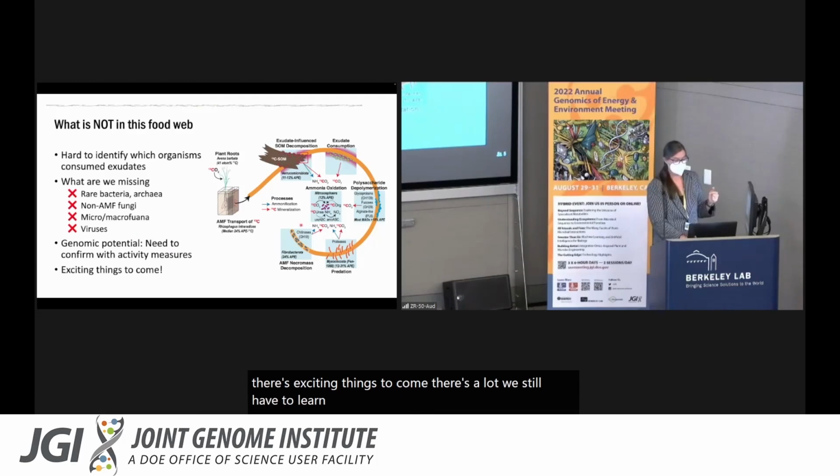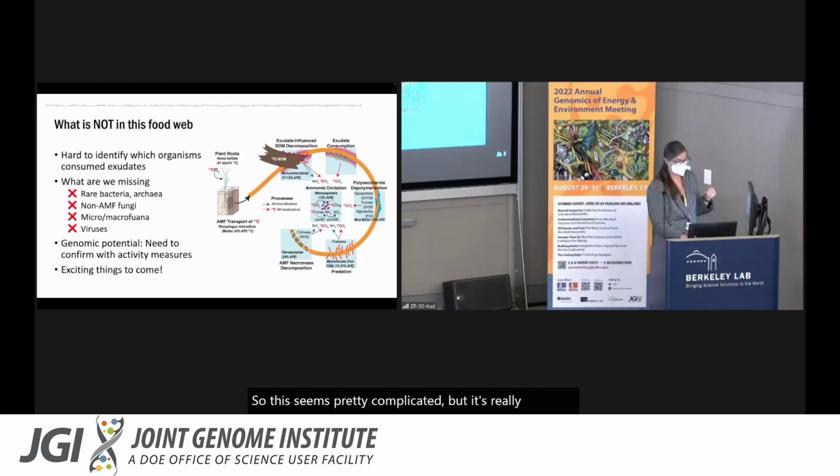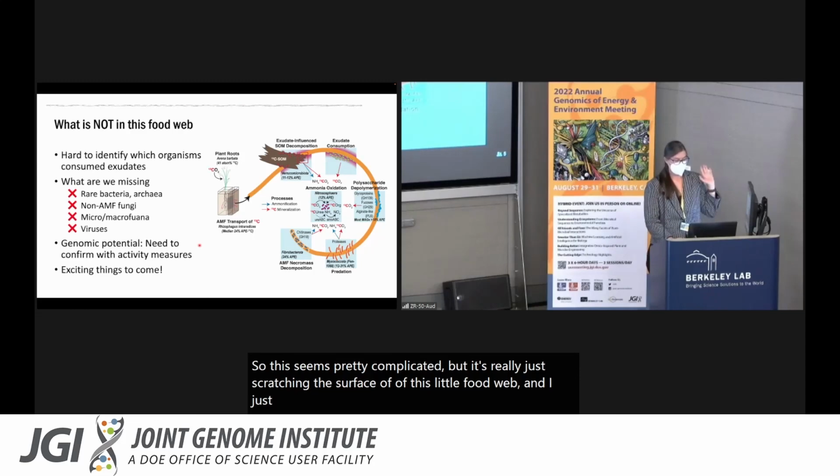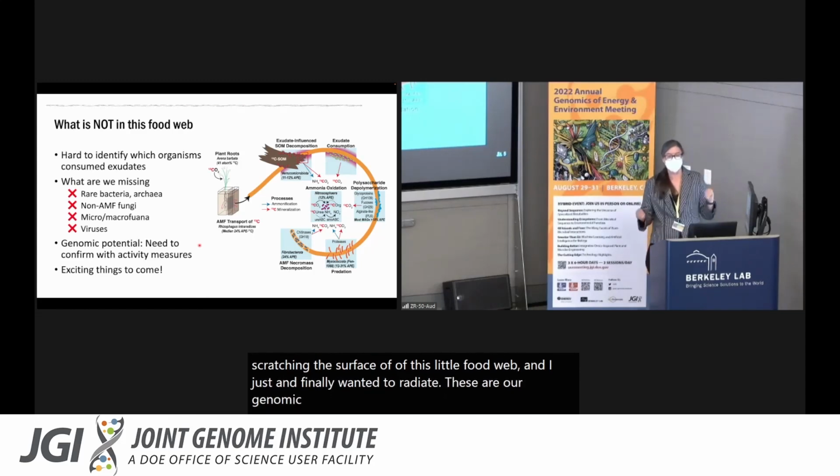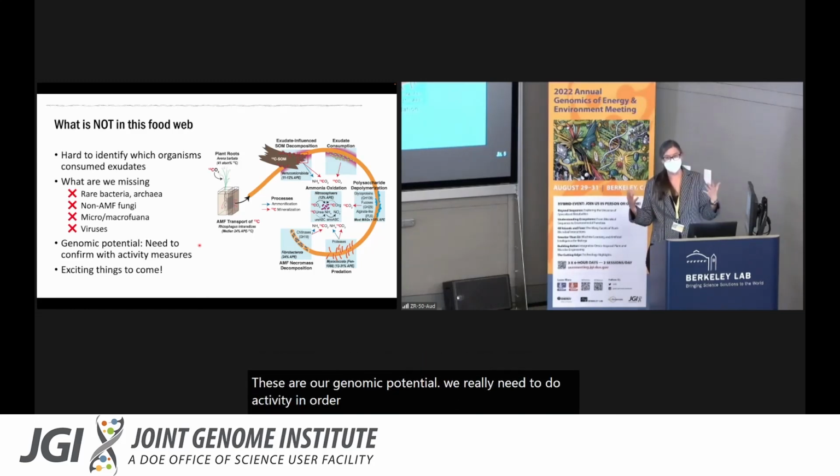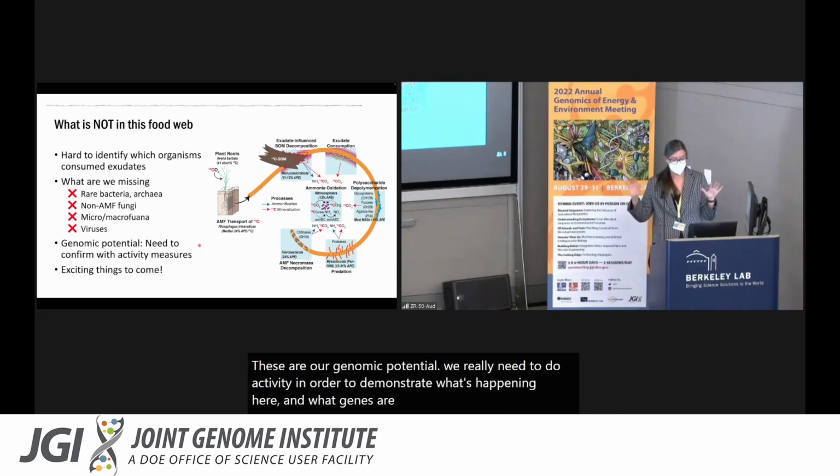So this seems pretty complicated, but it's really just scratching the surface of this little food web. And finally, I wanted to reiterate, these are our genomic potential. We really need to do activity in order to demonstrate what's happening here and what genes are used and where they're used.